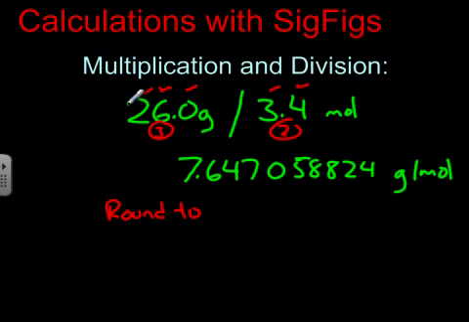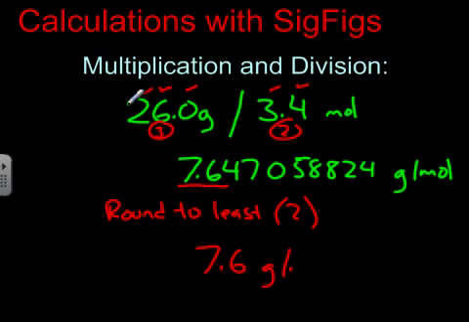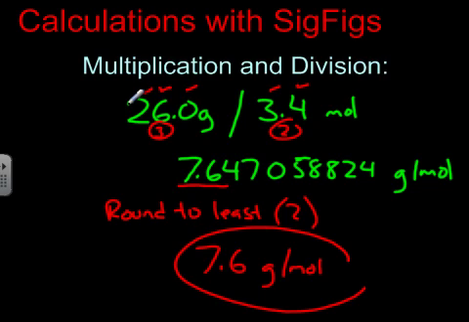So what we do then for multiplication division, this is most of what we do, is we round to the least number of sig figs. In this case, 2. One of our measurements had 3. One of our measurements had 2. We're going to round to 2. Okay, so we underline that in our original answer, 7.6. Since that's a 4 after the 6, we don't round up, so it just becomes 7.6 grams per mole, and that's exactly where we want it.